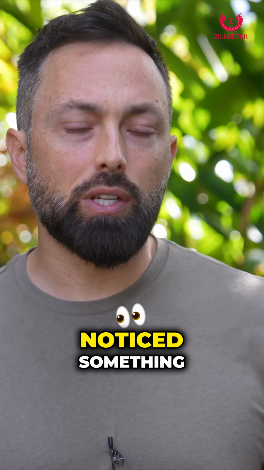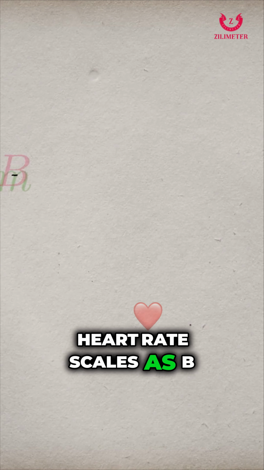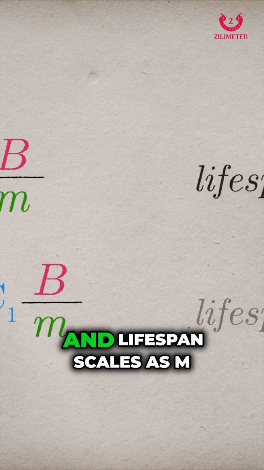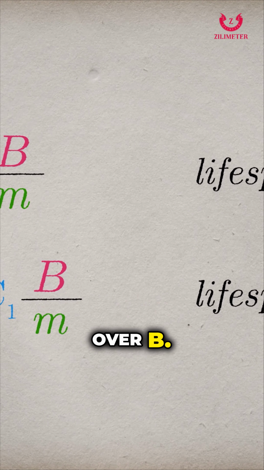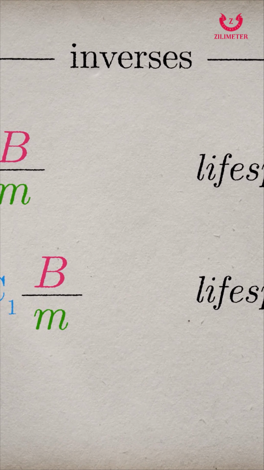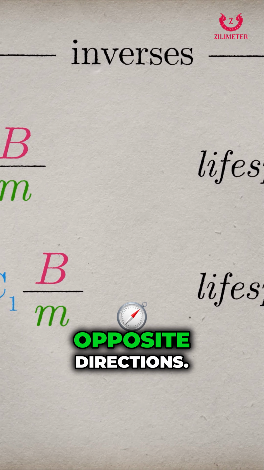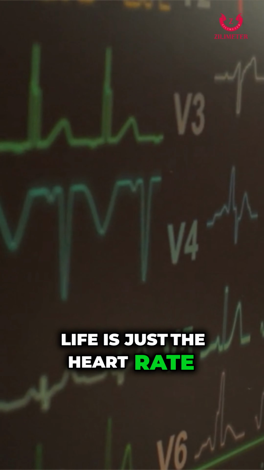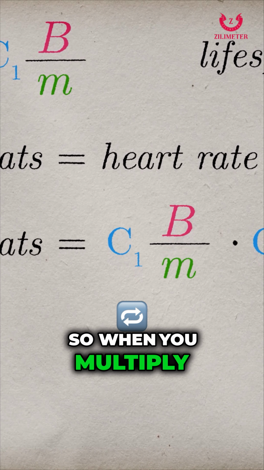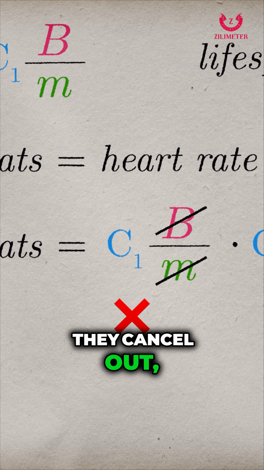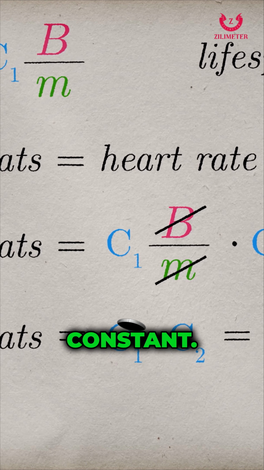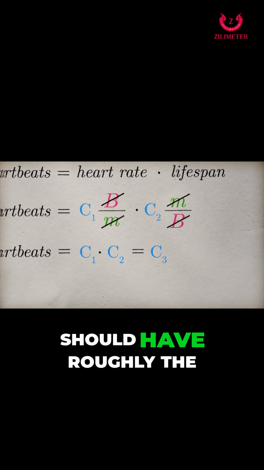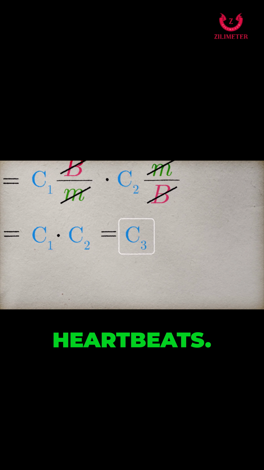But you might have also noticed something else. Heart rate scales as b over m, so it equals b over m times some constant. And lifespan scales as m over b. They're inverses of each other. They scale in equal and opposite directions. Now, the total number of heartbeats in an animal's life is just the heart rate multiplied by the lifespan. So when you multiply these two terms, they cancel out, leaving you with just a constant. So that suggests that no matter what mammal you're talking about, it should have roughly the same number of heartbeats.